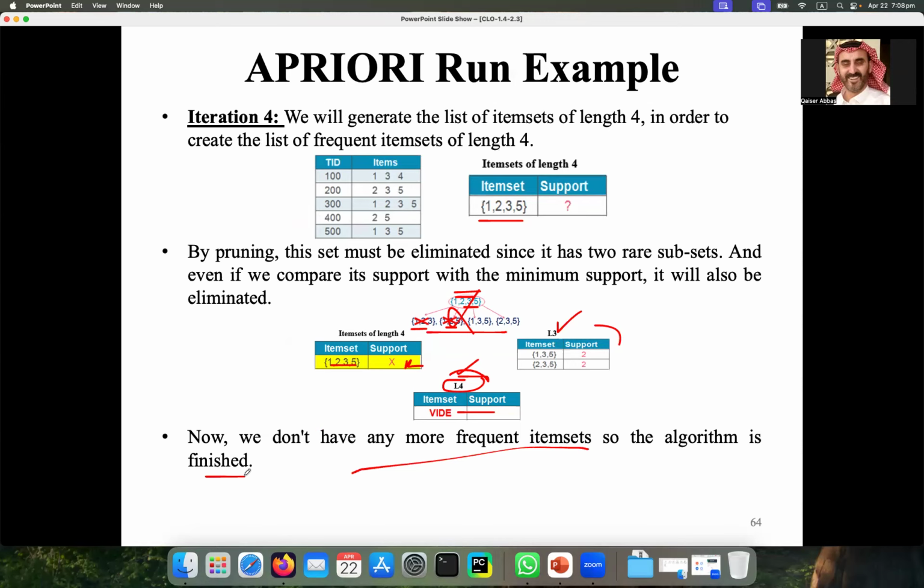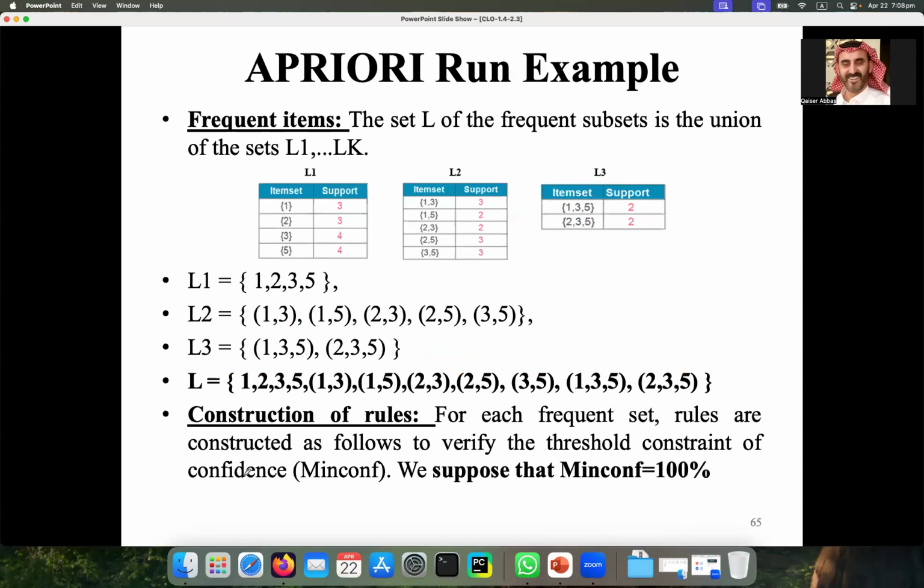Now, what we have to do? The algorithm is finished. Now the actual work will start. Through this algorithm, you want to build rules, association rules.